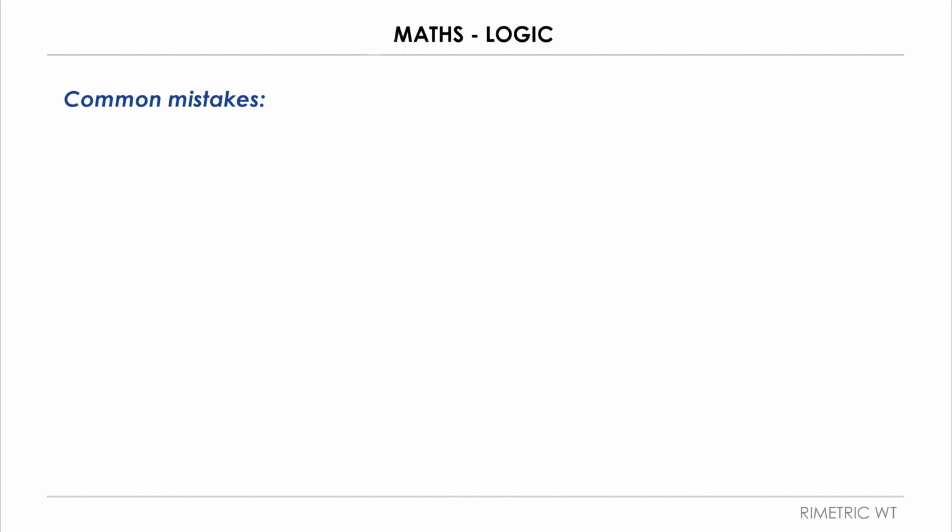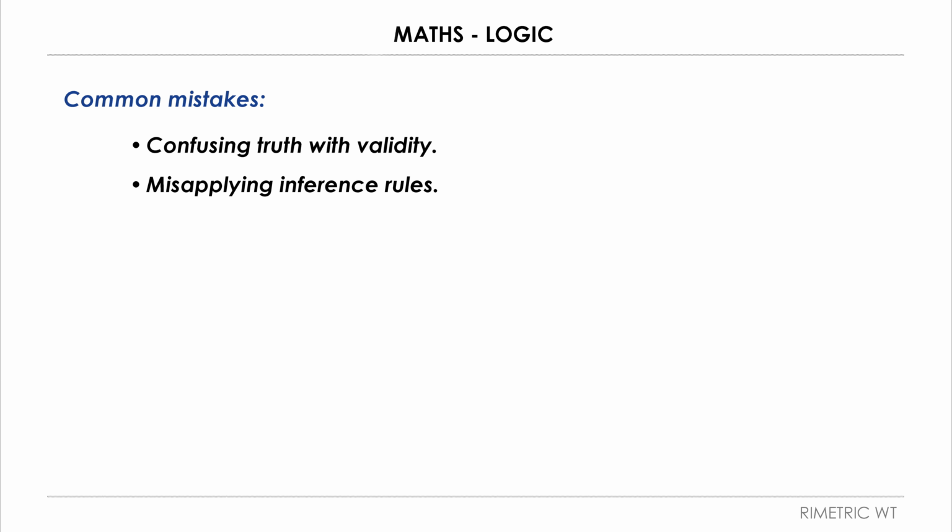A common mistake frequently observed is confusing truth with validity. You can have a perfectly valid argument with false premises. Logic only guarantees that if the premises were true, the conclusion must follow. Another pitfall is misapplying inference rules, like thinking that if P implies Q is true, then Q automatically proves P. Remember, that's the converse, and it isn't logically equivalent.